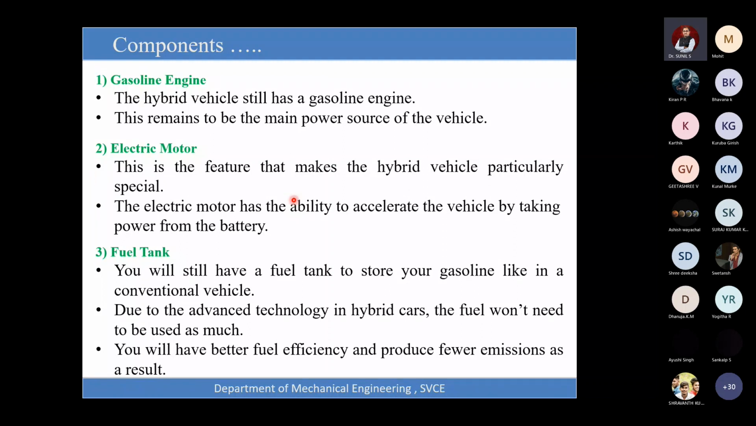The first is the gasoline engine, second is the electric motor, and third is the fuel tank. These are the three important components.